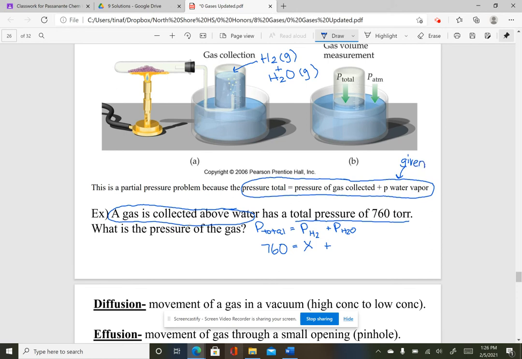So I'm going to look that up and tell you that 19.83 torr is the vapor pressure of the water in this question. Okay, and then if we just solve for the hydrogen, we're just subtracting from both sides, and you should get x equals 740.17 torr. Okay, so the key words to know to choose this formula would be above water.